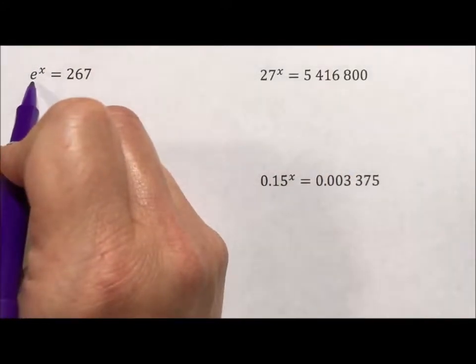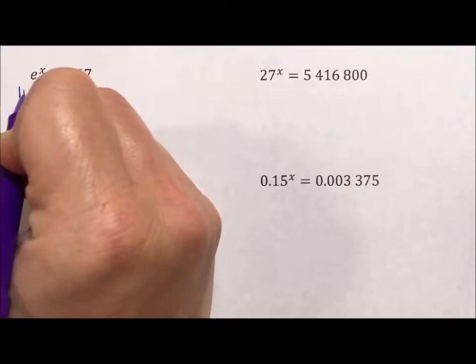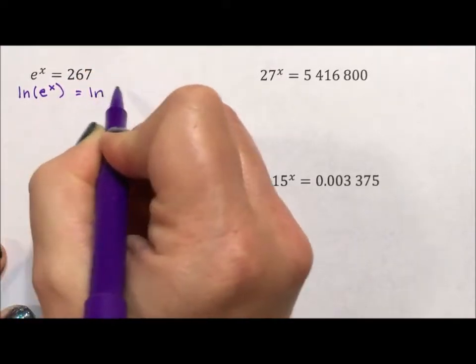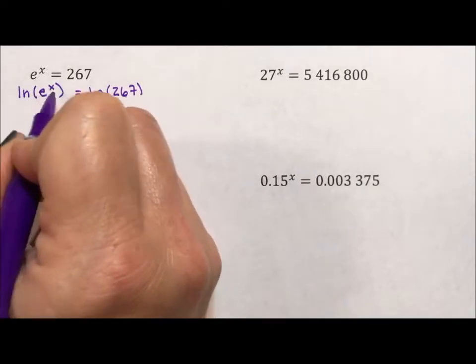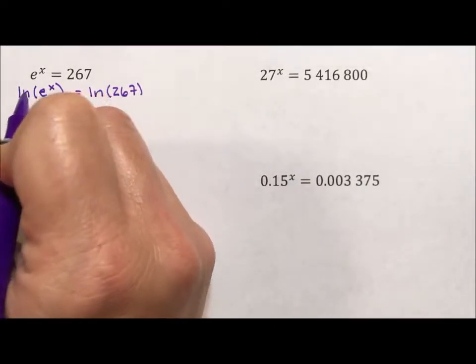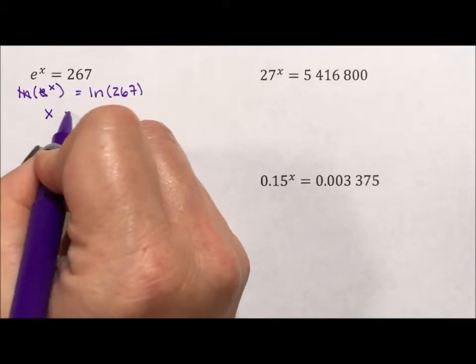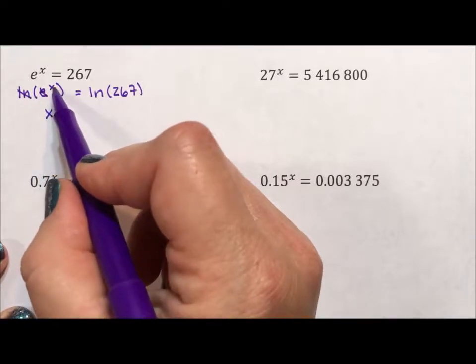So when we have e, the inverse of e is natural log. So if we take the natural log of both sides, natural log of e to the x, natural log of 267, because they're inverses there and back again, if you take e to the x and the natural log of that answer, what ends up happening is you end up with x. That's what an inverse is. Inverse, if you do something and then you do the inverse, you're back where you started.